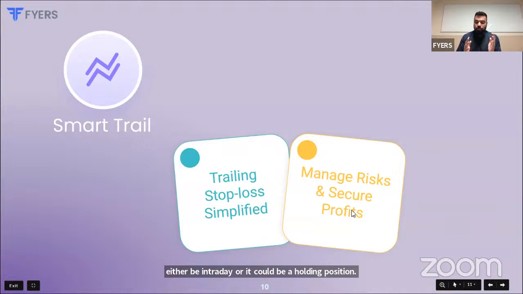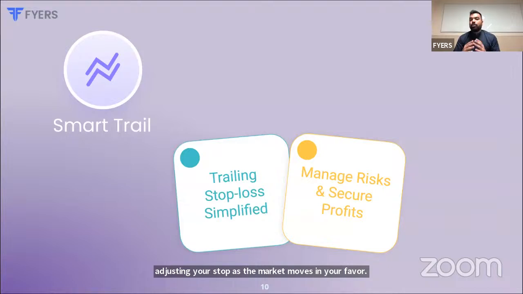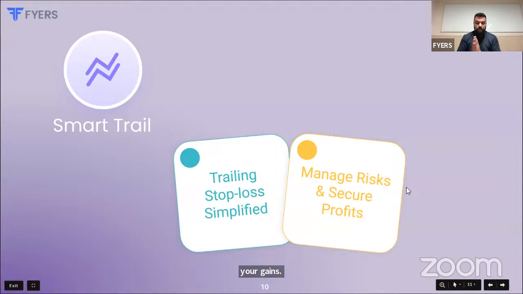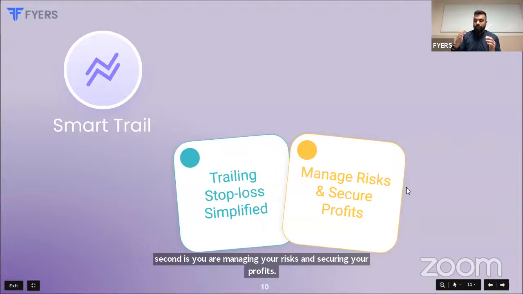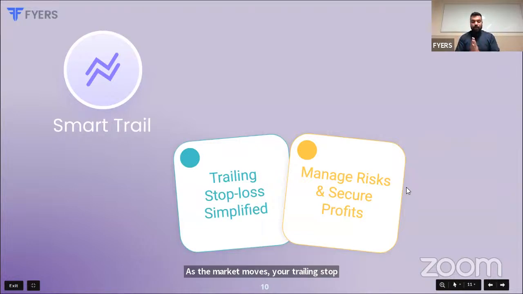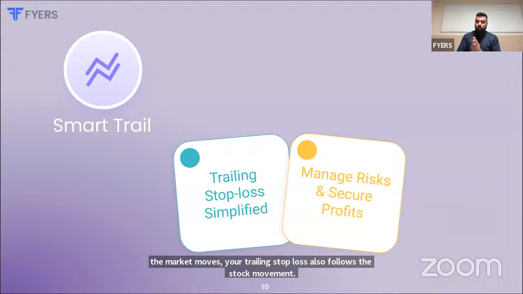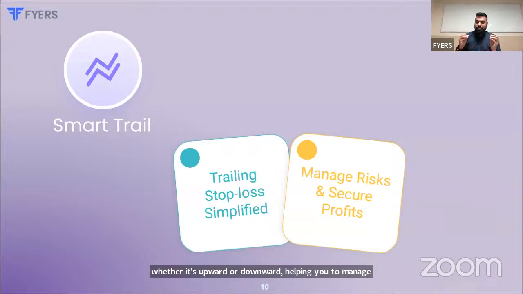Here, this automates your trailing stop loss by adjusting your stop as the market moves in your favor. This means you don't have to manually go and update any of your stop losses, and it makes it easier to protect your gains. The second is you're managing your risks and securing your profits. As the market moves, your trailing stop loss also follows the stock movement, whether it's upward or downward, helping you to manage your risks and secure profits without constant monitoring. It's especially useful in fast moving markets when you want to secure profits while minimizing your risks.